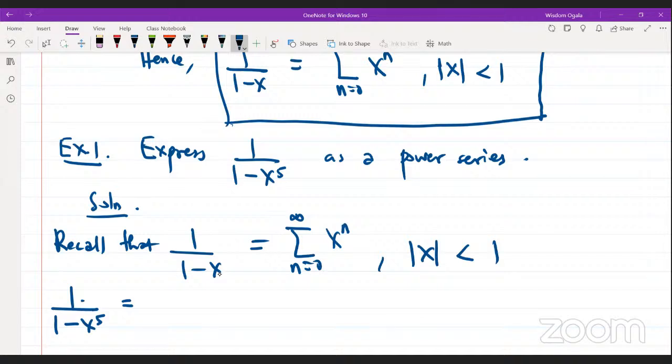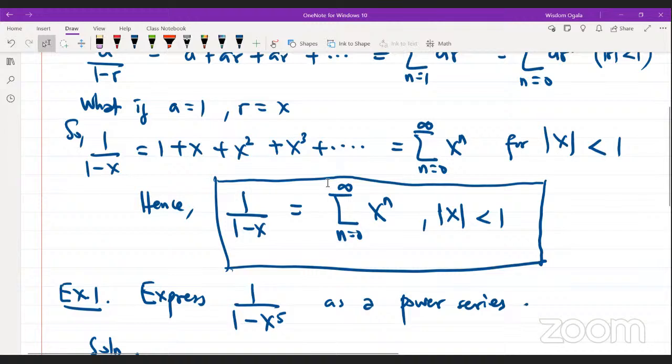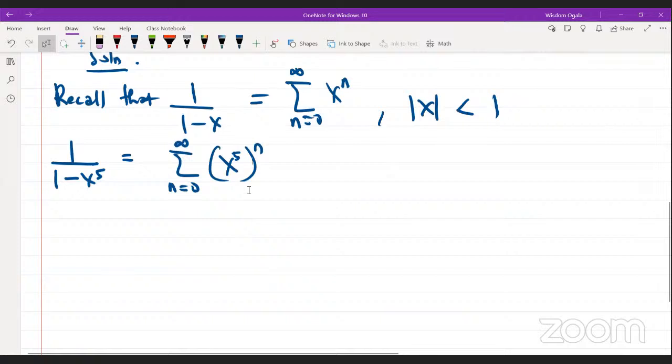So that means that wherever I have x, replace x by x to the fifth. So this is going to be a sum as n goes from 0 to infinity of x to the fifth, then to the power n. Now, can you see the importance of the one I have in the box? We build based on it. This example was x to the fifth, and the box has just x, so you want to replace x by x to the fifth, and that's exactly what we did right here.